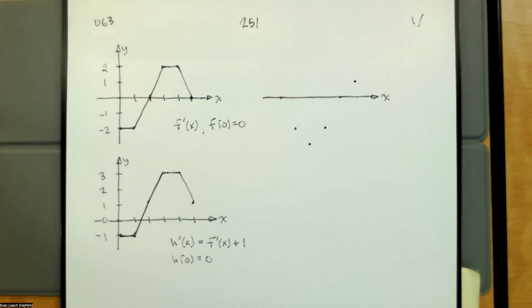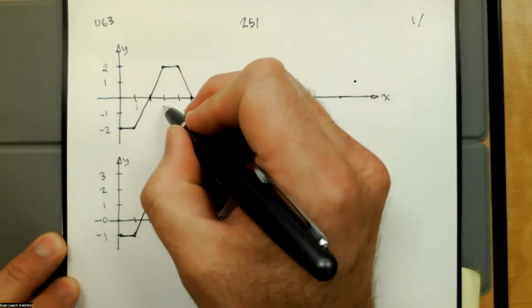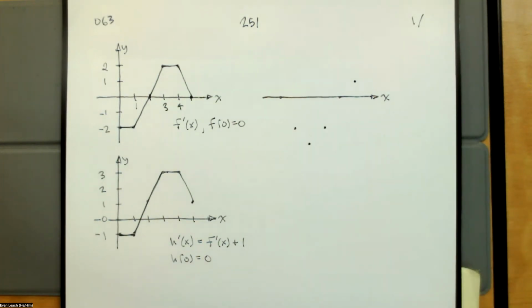So notice that on the interval from 0 to 1 and the interval from 3 to 4... oh, that's 2. Never mind. Sorry, I just confused myself. On the interval from 0 to 1 and the interval from 3 to 4, we see there is no concavity because the derivative is neither increasing nor decreasing. When the derivative is not increasing or decreasing, the function is linear.